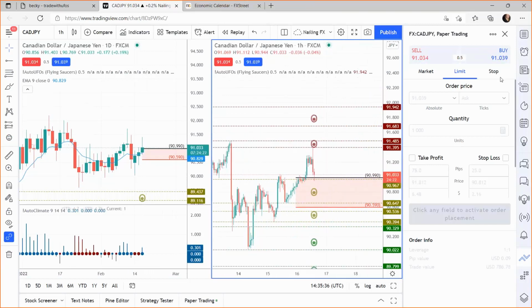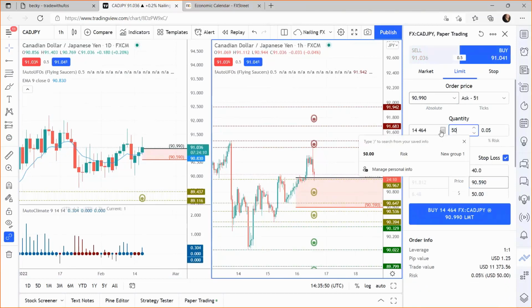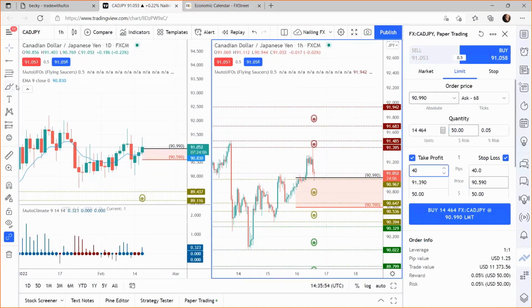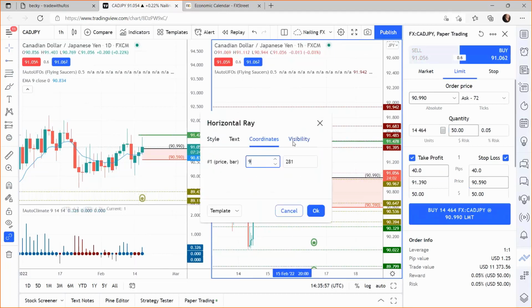Okay, so the first target for this trade, 90.99 to 90.59, is a $50 risk. The first target will be 40 pips away, which is at 91.39. There we go.